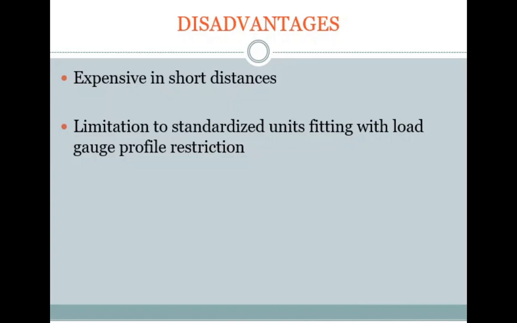There are limitations to standardized units fitting with load gauge, profile restriction, and things like that. Load gauge would have to be explained. The load gauge determines the width to which a train or wagon can be loaded and the height to which they can be loaded to prevent the train from colliding into the rail sides. So that sets limits to how load could be fitted into wagons and to what extent a wagon can be efficiently used.